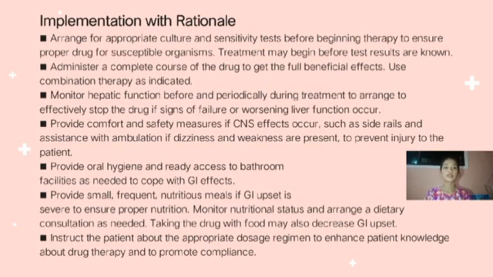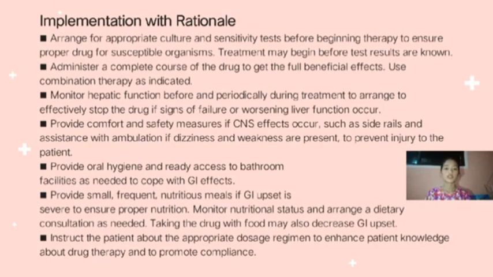Provide comfort and safety measures if central nervous system effects occur to prevent patient injury. Provide oral hygiene and ready access to bathroom facilities as needed to cope with GI effects. Provide small, frequent, nutritious meals if GI upset is severe to ensure adequate nutrition. Monitor nutritional status and arrange a dietary consultation as needed. Taking the drug with food may also decrease the GI upset.